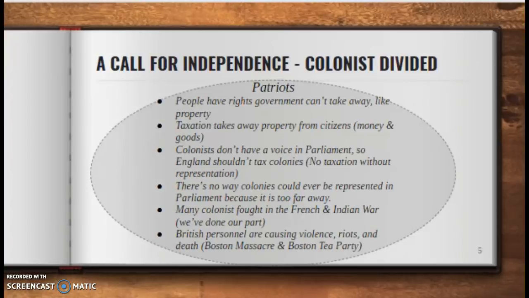Last but not least, patriots believed that the British government was causing violence, riots, and deaths. When we talk about that, I'm specifically addressing the Boston Massacre and the Boston Tea Party, but there were other instances of violence, riots, and deaths, but these are the two most famous.